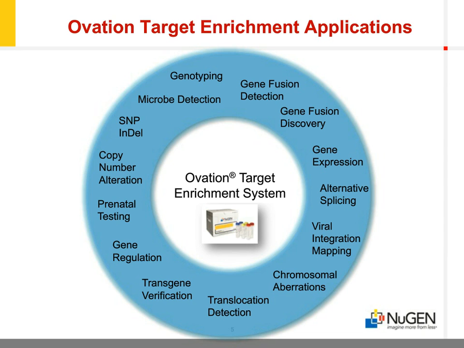Today the focus will be on how the Ovation Target Enrichment System can be applied as an efficient system for genotyping. As we will see, the system offers a number of unique benefits for a cost-effective, accurate, high-throughput method to genotype virtually any organism.